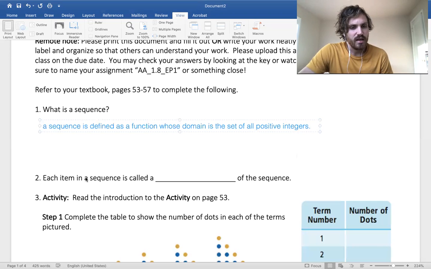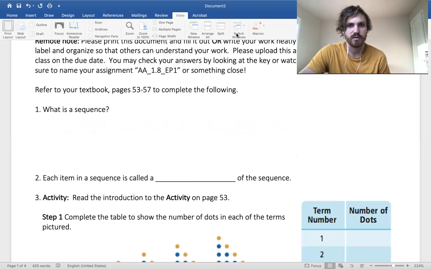Number 2, each item in a sequence is called a term of the sequence. So instead of saying an output, we say that it is a term of the sequence. Okay, so that's basically what we're defining here as a sequence. It's a type of function whose domain is only positive integers.